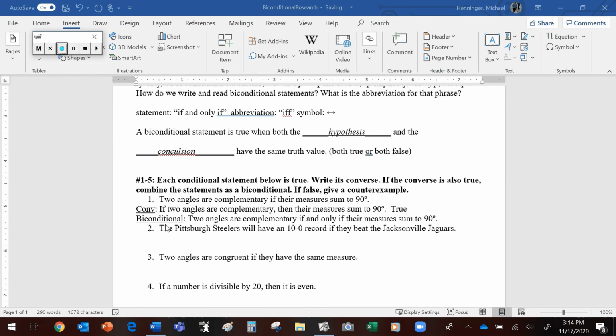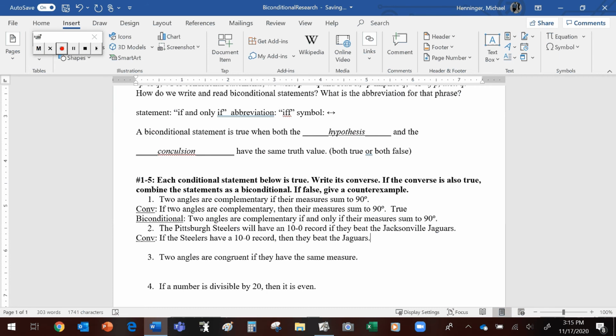Next up, the Pittsburgh Steelers will have a 10-0 record if they beat the Jacksonville Jaguars. Now, once again, they put the hypothesis in the second half of the sentence. Remember, the hypothesis is always what follows the word if, not necessarily the first part of the statement. So when we write our converse, okay, the conclusion was the Pittsburgh Steelers will have a 10-0 record. So if the Steelers have a 10-0 record, then they beat the Jaguars.